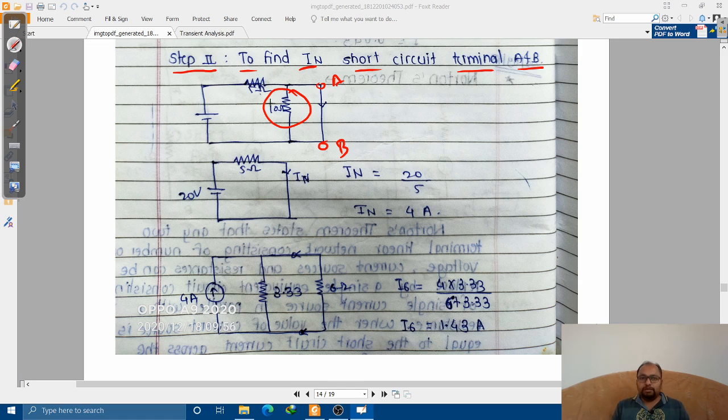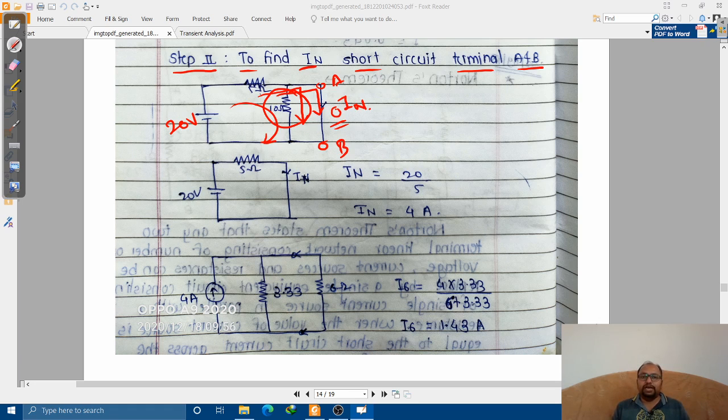Current always chooses the minimum resistance path, right? So remember that the current is not going to flow through this 10 ohm resistor. It is going to flow through this minimum resistance path, which is approximately 0. Whenever we make a short circuit across terminals A and B, the resistance becomes 0, and ultimately we find the current flowing through this particular circuit. That is nothing but my In, which is flowing through this short line.